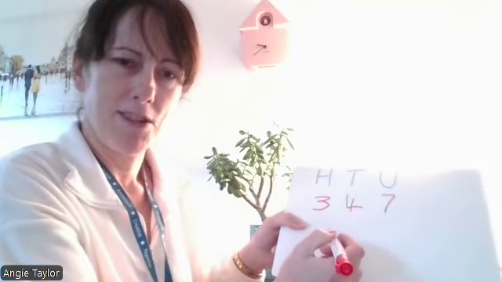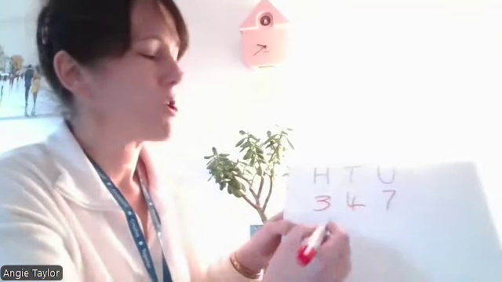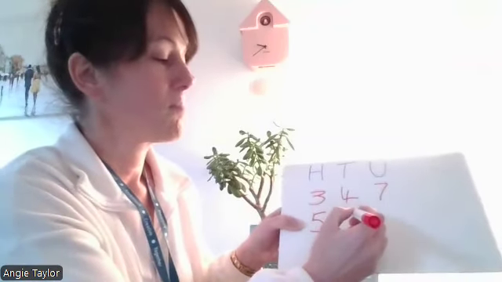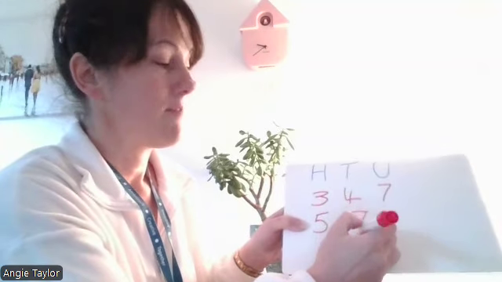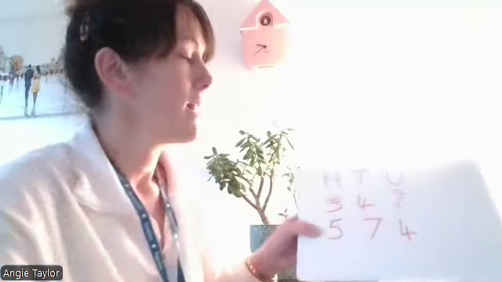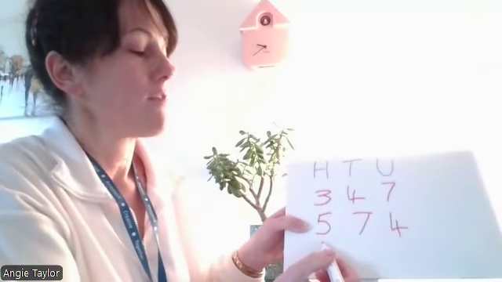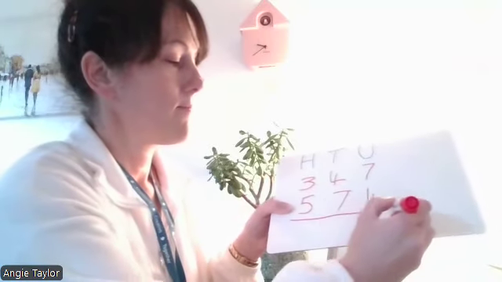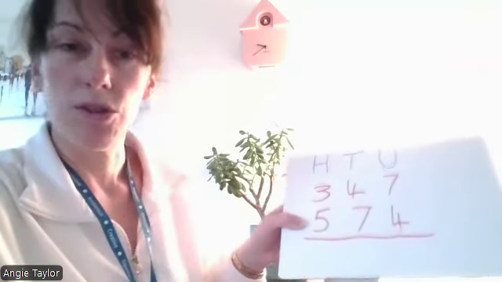Is the right way around for you guys? Then let's put a 5 in the hundreds column, a 7 in the tens column, and a 4 in the units column, and that number would read as 574. And then we want a line putting our total underneath.